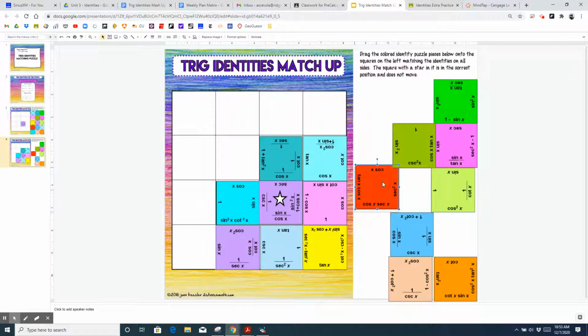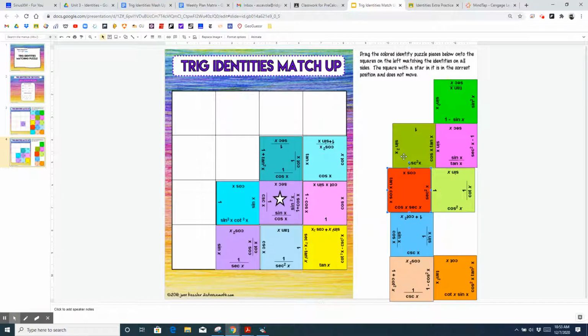No. Do I see anything else that's squared? Well, I see 1 minus cosine squared, but that's not equal to secant squared. I see cosine times tangent squared. That would equal sine squared. So let's skip that. All right, not really sure what to do with that one, so we'll skip it.